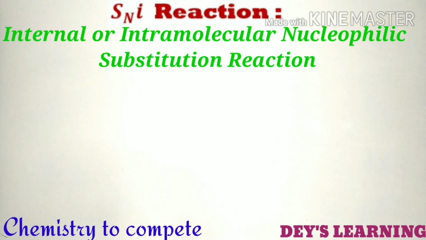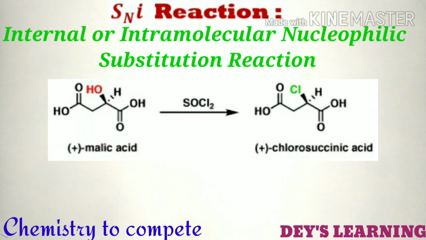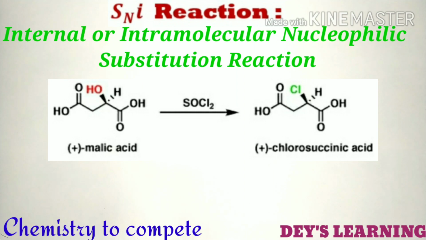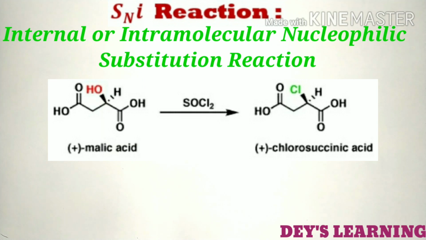In a similar way, if we treat the plus malic acid molecule, that is this molecule, with thionyl chloride, we will get the product plus chlorosuccinic acid. That is, the configuration of this chiral center is retained here. So this is another example of an SNi reaction. Now we consider the mechanism of this reaction.